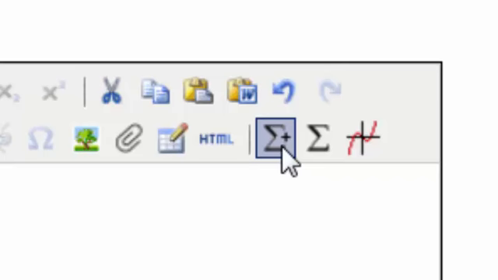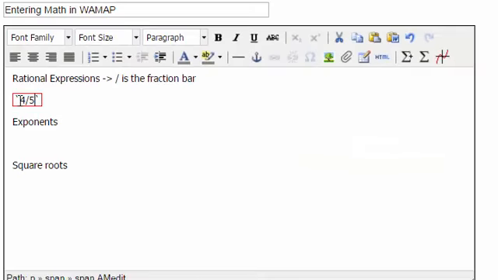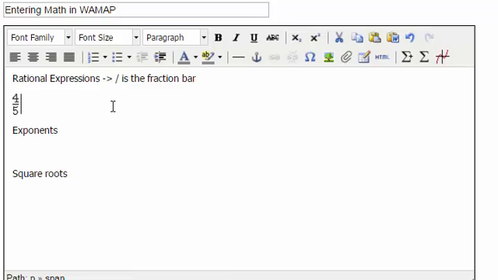it puts backticks around it, right? These little symbols before and after it. And that tells WAMAP this is mathematical text and it should be rendered like so.